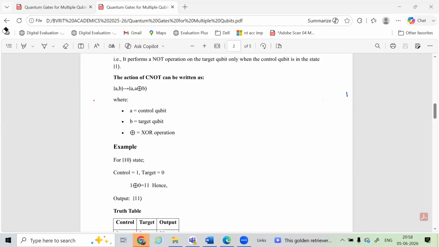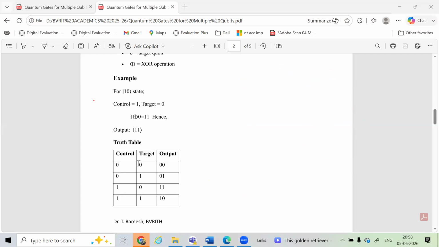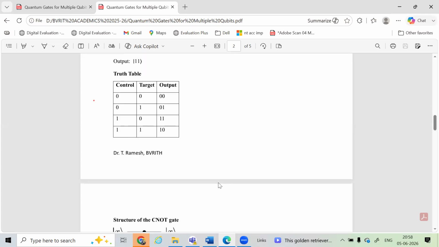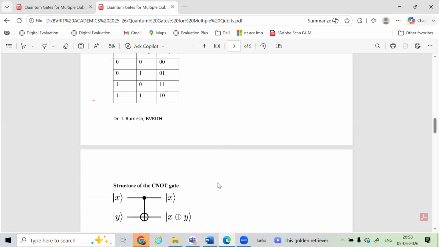See the truth table. As I mentioned, if the control is 0 and the target is 0, there is no change in the target because the control is already 0. If the control is 0 and the target is 1, it stays the 0, 1 state. If the control is 1 and the target is 0, then it makes it 1, 1. Then again the control is 1 and the target is 1, the target flips, right? That gives 1, 0. So this is the thing related to the CNOT gate.